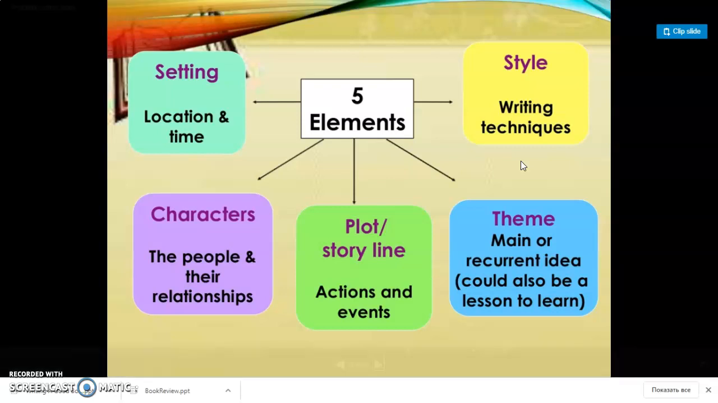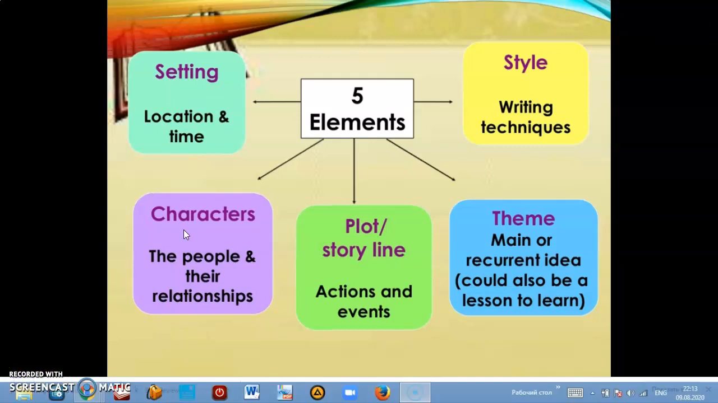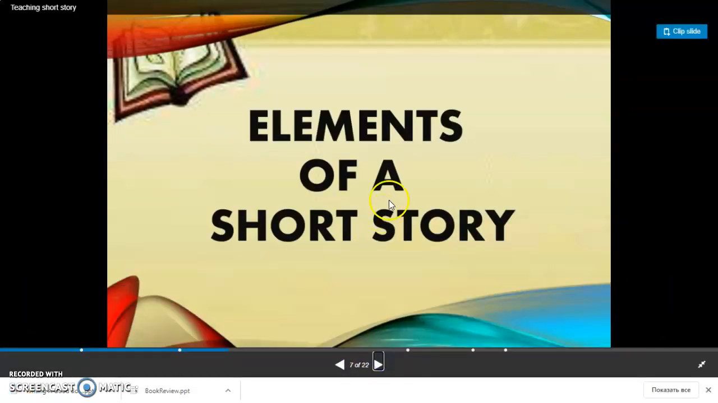Accordingly, there are 5 elements which can be included in a short story. The first, setting, which contains location and time; characters, the people and their relationships with each other; plot, actions and events, sequence; then style, which includes writing techniques; and the last one, the theme. Theme includes the main or recurrent idea, and could also be a lesson to learn. Elements of a short story.